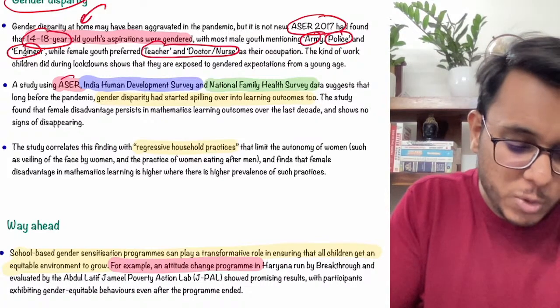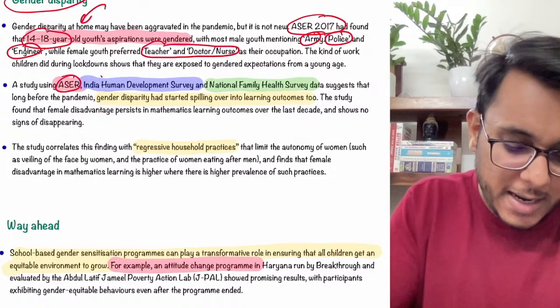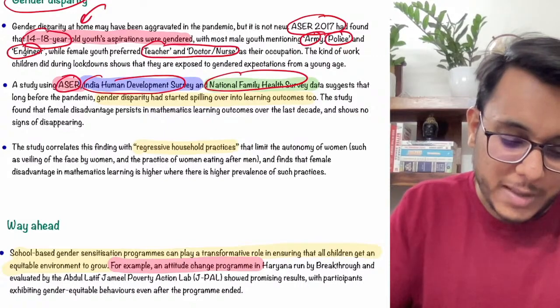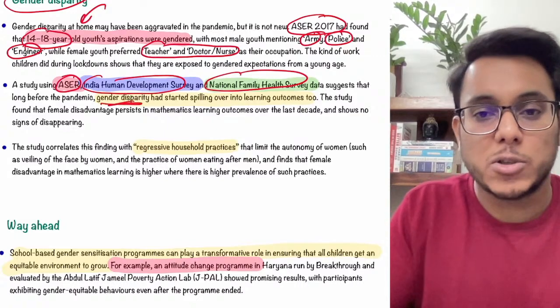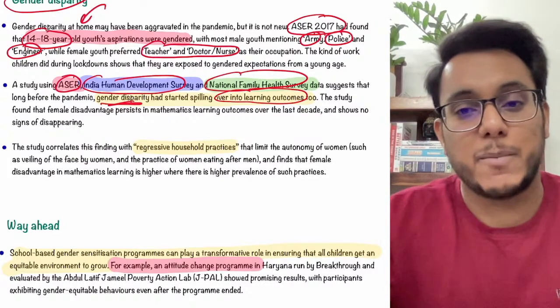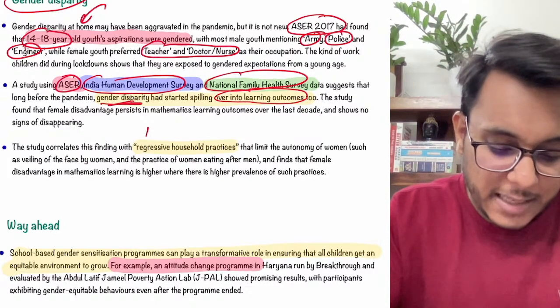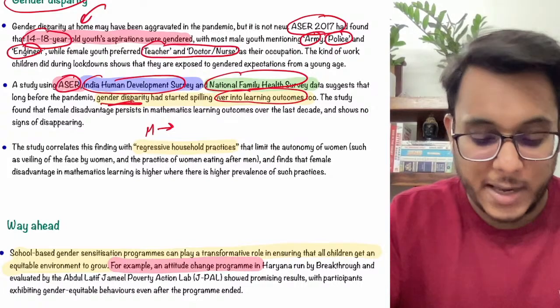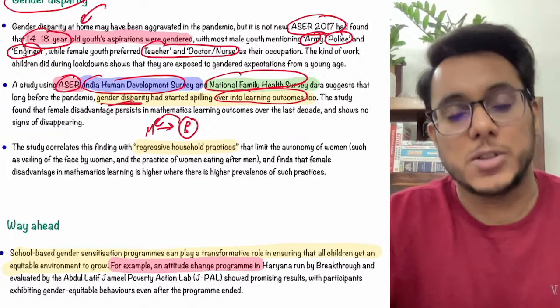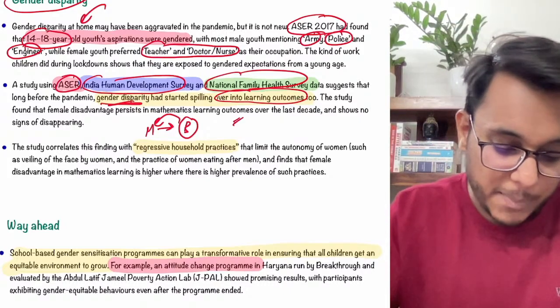Moreover, according to the Annual Status of Education Report, the Indian Human Development Survey, and the National Family Health Survey, it has also been found that this gender disparity is also impacting the learning outcomes. Even the subjects have become gendered. It is believed that mathematics belongs to the area of boys, and therefore the boys are better in mathematics, and this is actually happening also. Fine, this is something that has happened.